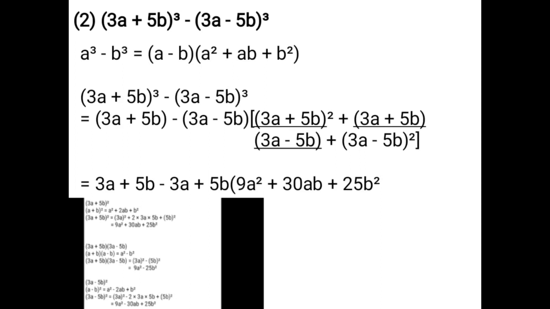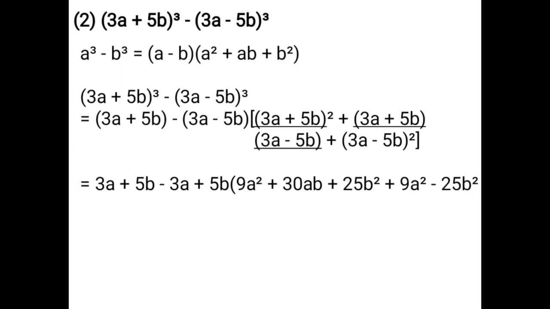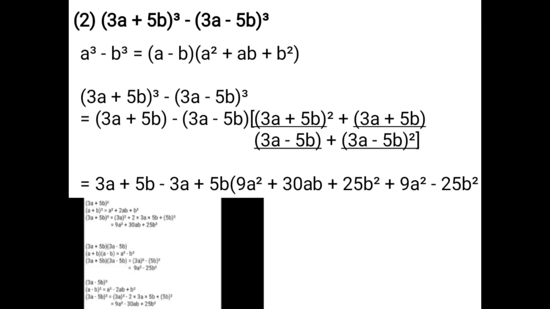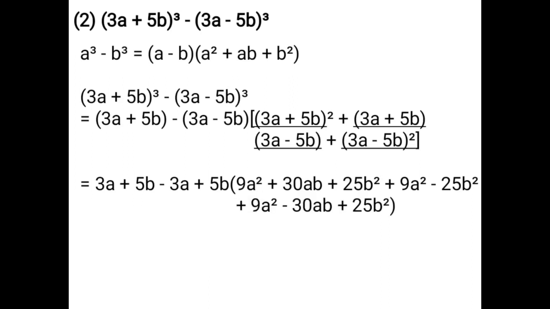So you have the answer 9a square minus 25b square, plus (3a minus 5b) the whole square. You have to use the (a minus b) the whole square formula. The formula of (a minus b) the whole square is a square minus 2ab plus b square. (3a minus 5b) the whole square is (3a) the whole square minus 2 into 3a into 5b plus (5b) the whole square. So the answer is 9a square minus 30ab plus 25b square.